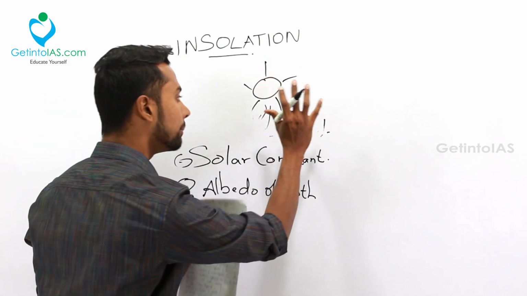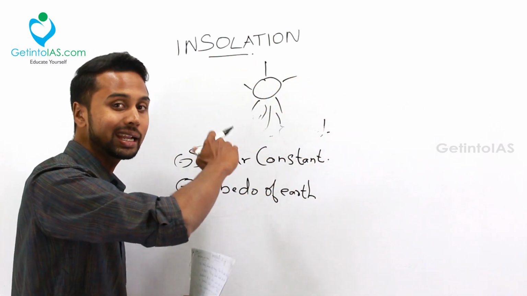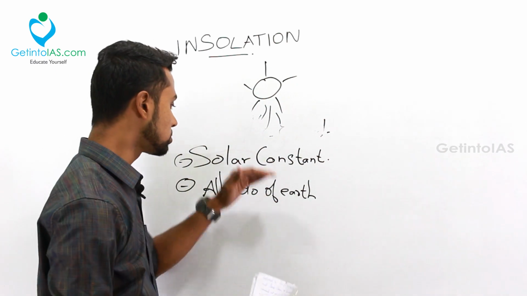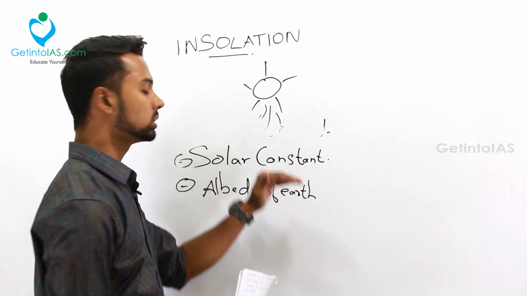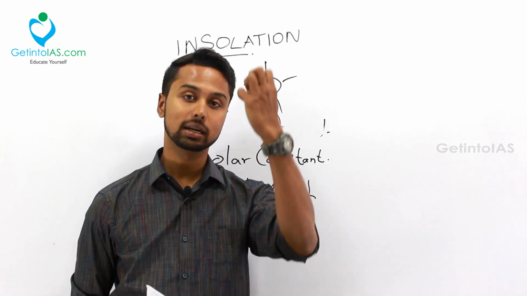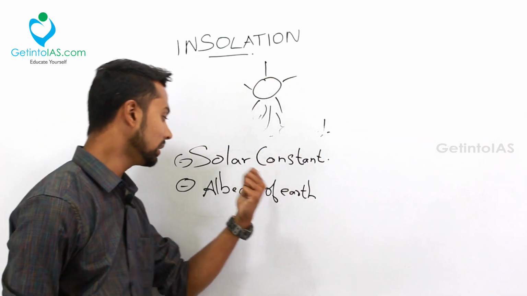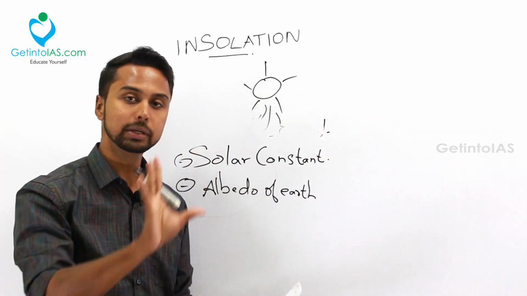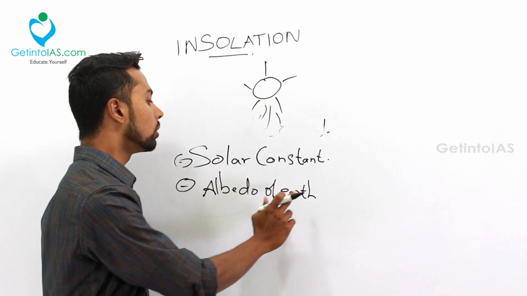Okay, so that amount of energy which is being radiated back is known as the albedo of the Earth. So these two concepts are very clear. Solar constant is nothing but the rate per unit area at which the sun's rays are absorbed, and the rate at which it is being reflected back, that is known as the albedo of the Earth.